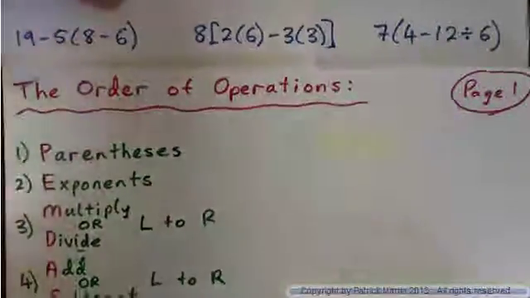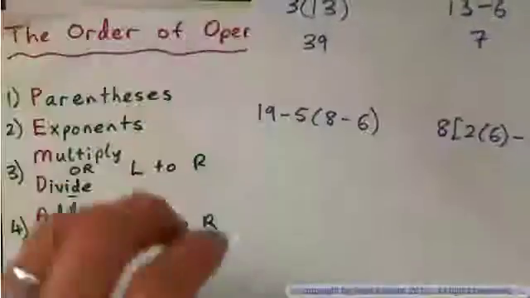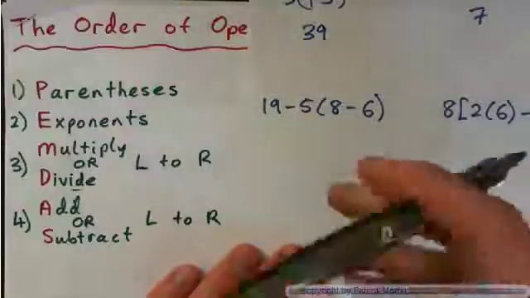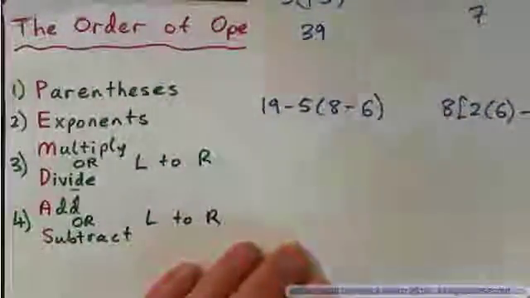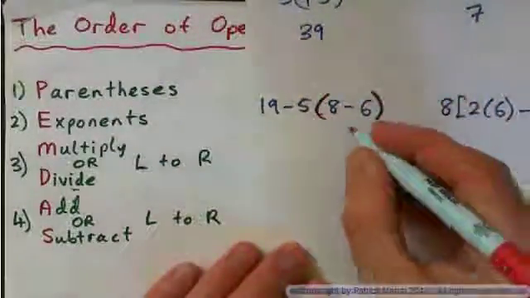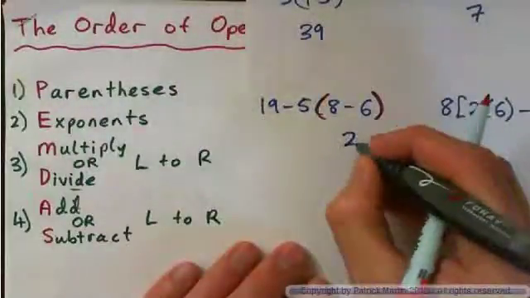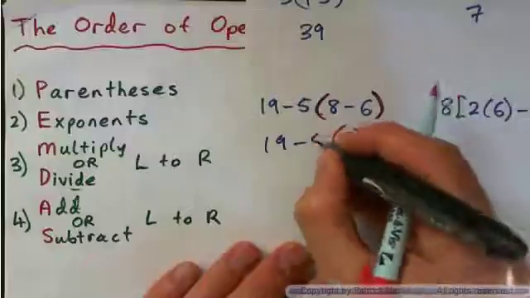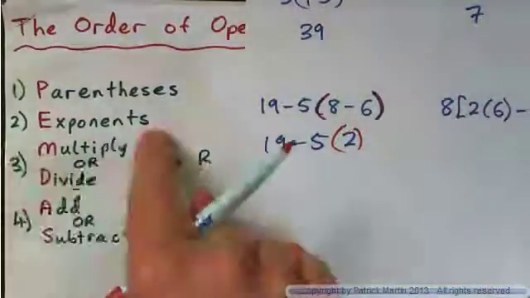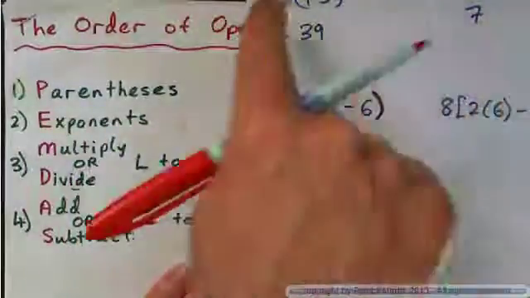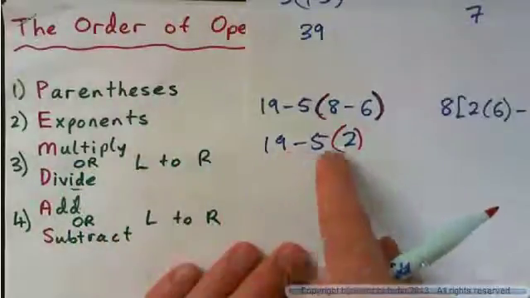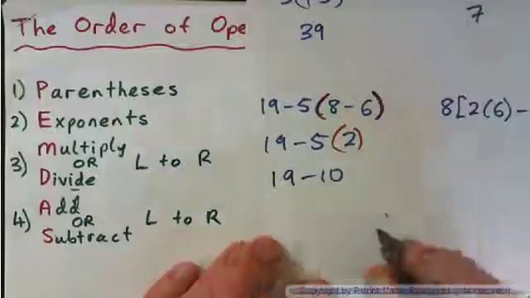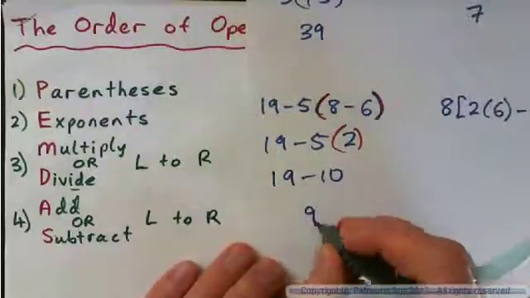Okay, I hope you pressed pause and tried it. I'm going to do it now. I'll start with this first one. I go from left to right, I do all the parentheses. We have a parentheses. The parentheses is 8 minus 6, which is 2. So now I have 19 minus 5 times 2. Now I go from left to right, I look for exponents, no exponents. Go from left to right, look for multiply or divide. I have a multiply. 5 times 2 is 10. All I have to do now is subtract, and I get 9.